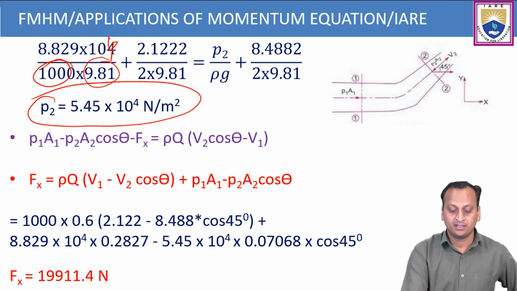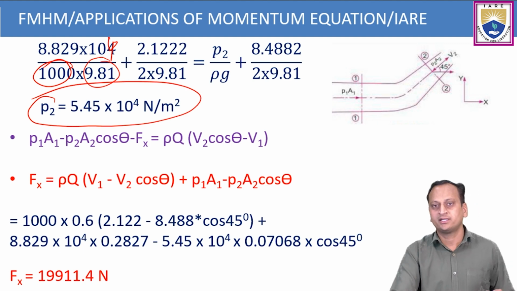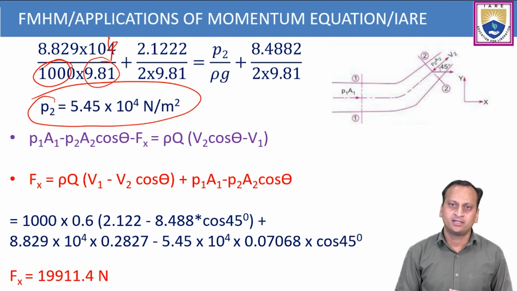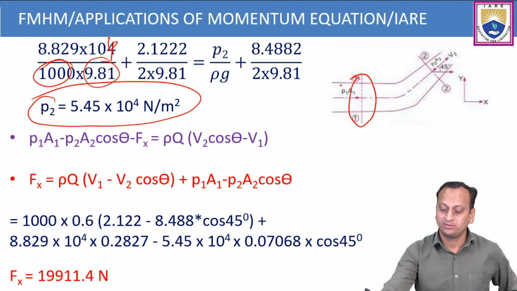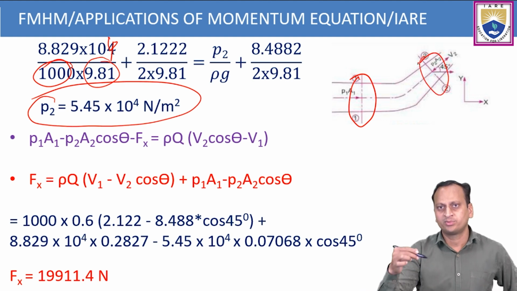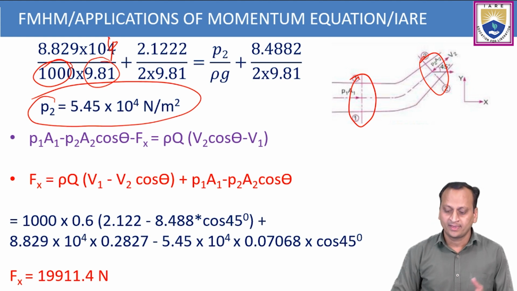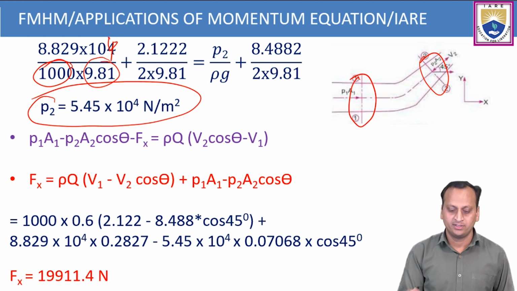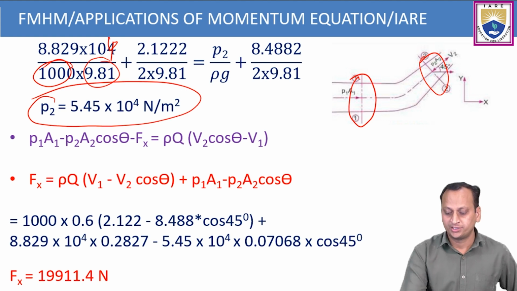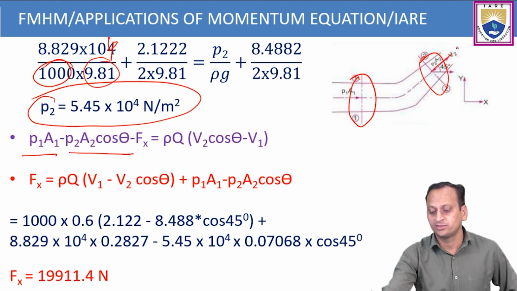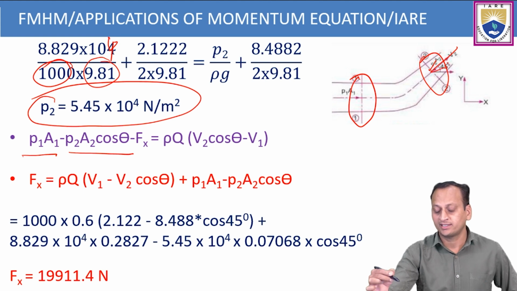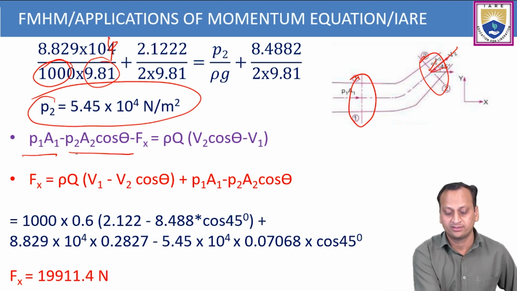So this is P2. Once P2 is known, we can apply the impulse momentum equation on both the sections of the control volume, at section 1 and section 2. Net force applied on a fluid mass is equal to the rate of change of momentum. First at section 1, the pressure force is P1 A1. These values are provided, and P2 A2 cos theta. As at section 2 the pressure force acts in the reverse direction, therefore minus P2 A2 cos theta.